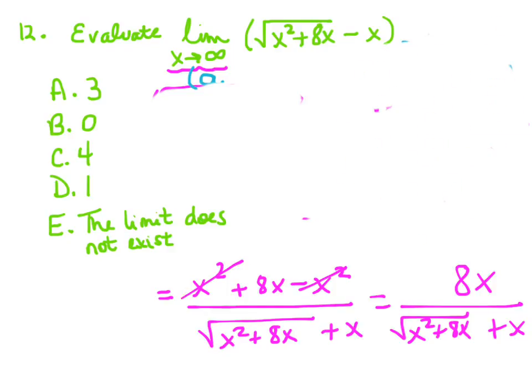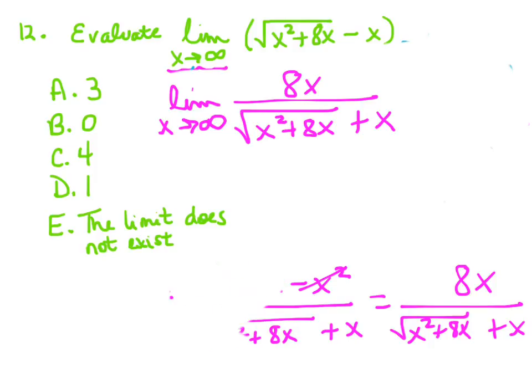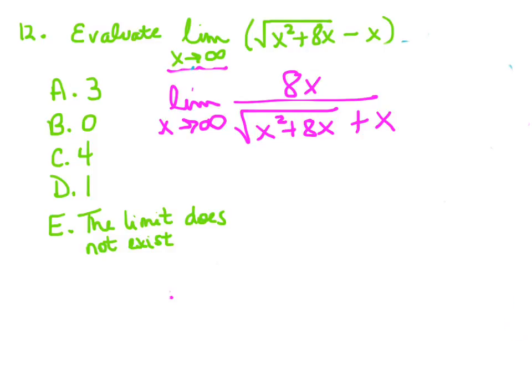And remember that we're still looking for a limit as x goes to infinity. So I'm going to rewrite my work where we are, limit as x goes to infinity, but now I'm working with this new expression, 8x over the square root of x squared plus 8x plus x. All right, and now I'm going to erase what I have here. Now you can use your pre-calculus skills for finding a horizontal asymptote, for finding the limit at infinity.